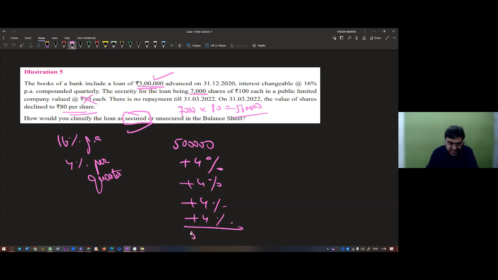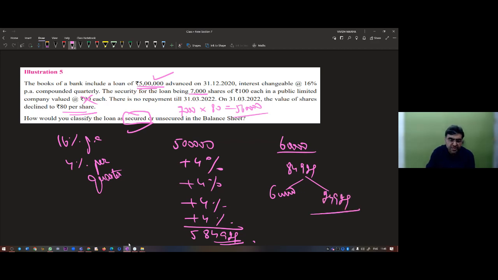The amount is 5,84,929. You are having additional security of 60,000. So out of the interest of 84,929, 60,000 interest will be secured and the remaining 24,929 interest will be unsecured.